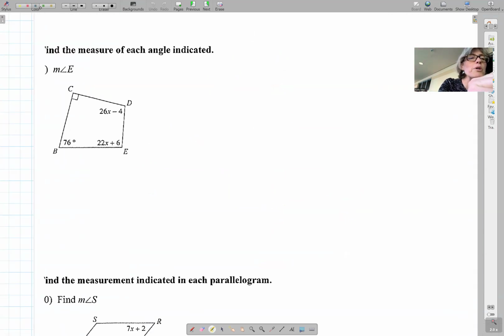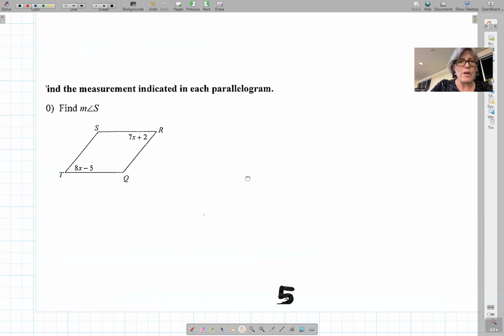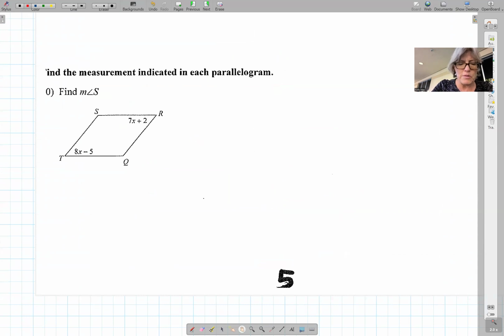What do you need to remember here? You got a four-sided shape, and all four-sided shapes of any stripe, convex four-sided shapes, add up to 360. We have ourselves a parallelogram. What do you want to remember about a parallelogram?